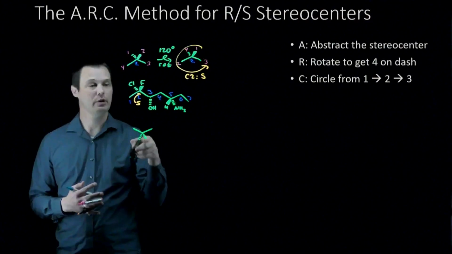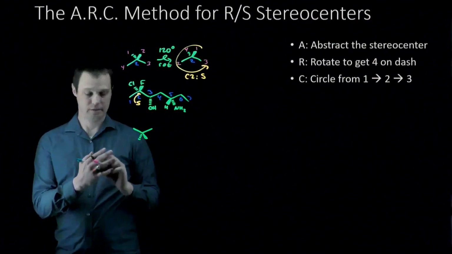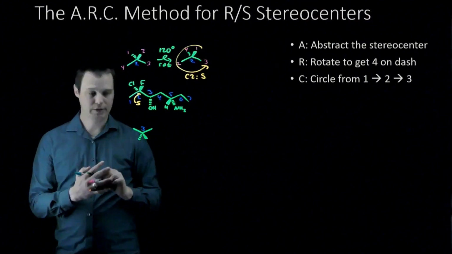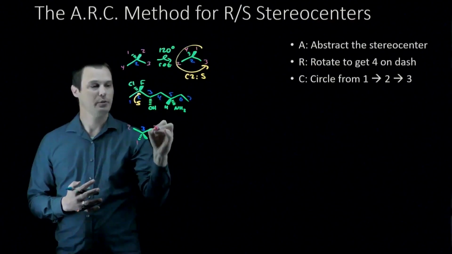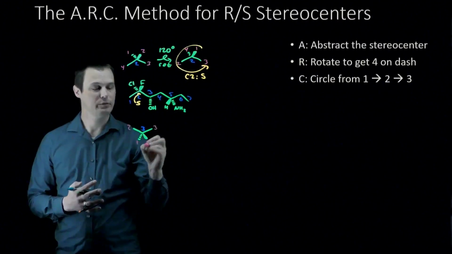The in the plane groups are in the northern hemisphere, the wedge and the dash are down below. This is carbon number 3. The oxygen group is priority number 1. Carbon number 2 is priority number 2. Carbon number 4 is priority number 3. And the implied hydrogen is priority number 4.